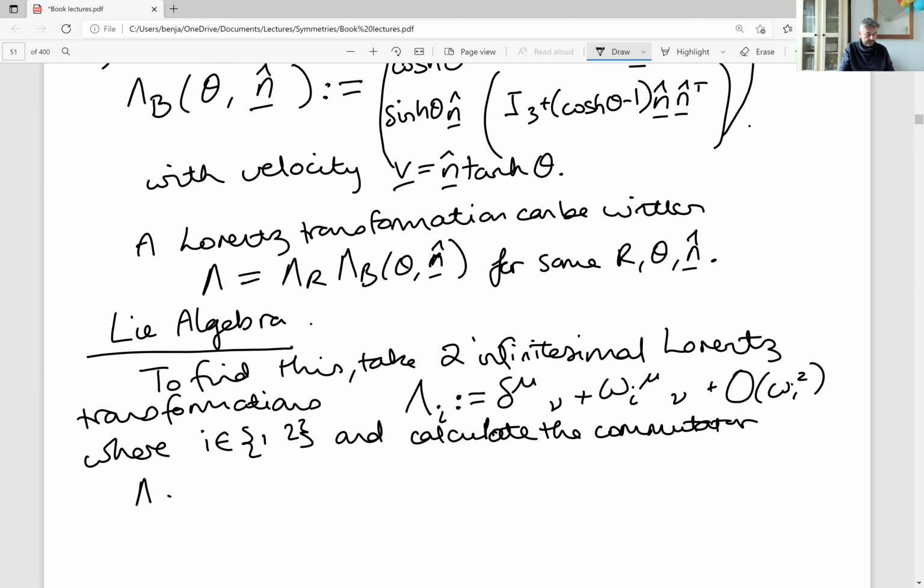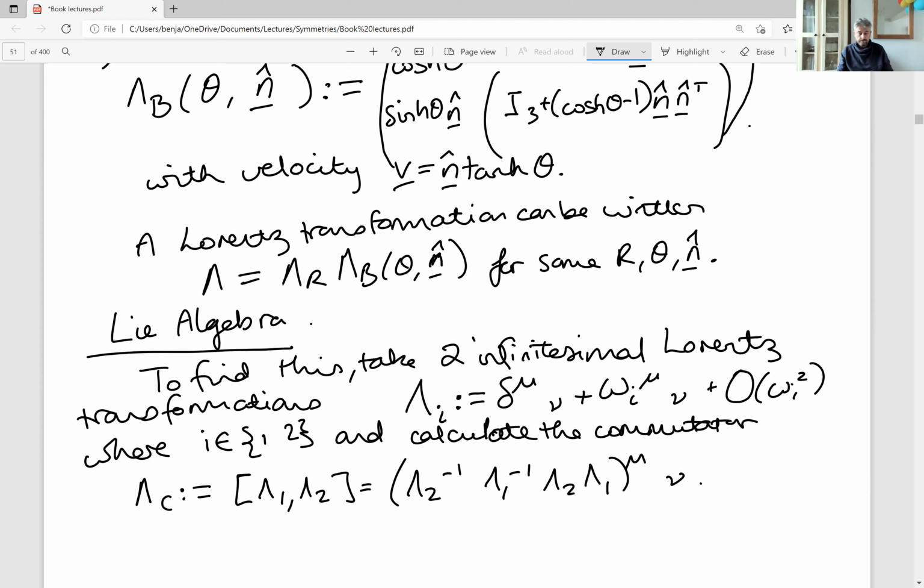So lambda c is defined to be lambda 1, lambda 2, which is lambda 2. If you look at the definition of commutator, it's like this. Now, it's about three lines of trivial algebra to obtain. So if you substitute in the lambda i's to this and you forget the terms of various orders, what you should get is the following.